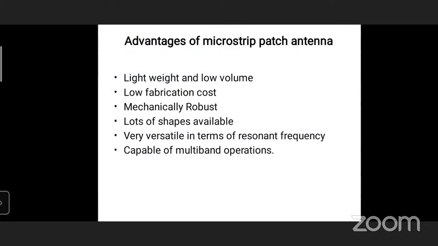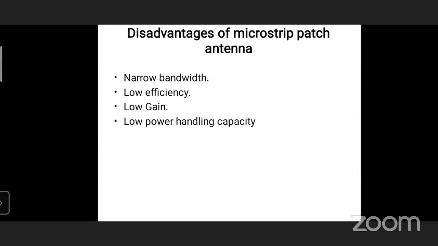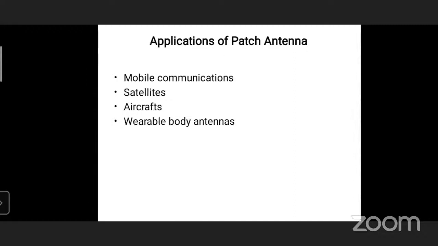Now the advantages of microstrip patch antennas. Microstrip patch antennas are lightweight and low volume. Their cost of fabrication is low. They are mechanically robust. We have lots of patch shapes available. They are very versatile in terms of resonant frequency and capable of multi-band operations. The disadvantages of patch antennas are narrow bandwidth, low efficiency, low gain, and low power handling capacity. Some applications are mobile communications, satellites, aircraft, and wearable body antennas.